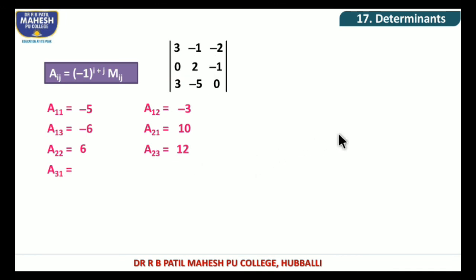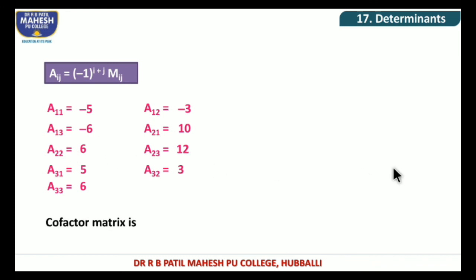And for A31 we have the sign plus. So it is here 1 plus 4, that is 5. And for A32 we have the sign minus and it is minus 3, so it is plus 3. For A33 we have the sign plus and it is 6 minus 0, again it is 6. So after finding all these cofactors, we can write down the cofactor matrix as minus 5, minus 3, minus 6; 10, 6, 12; 5, 3, 6.